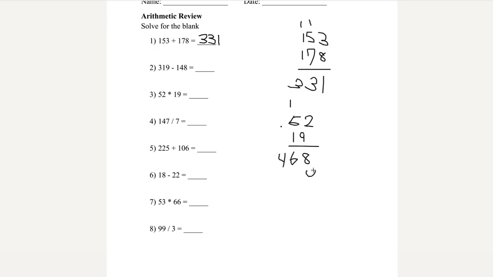Then we add a 0, and then we start multiplying by the 1. 1 times 2 is 2, and then 1 times 5 is 5. And so the answer is 988.